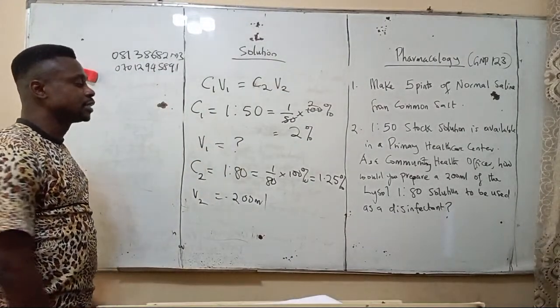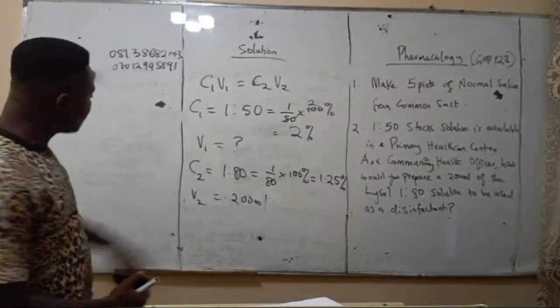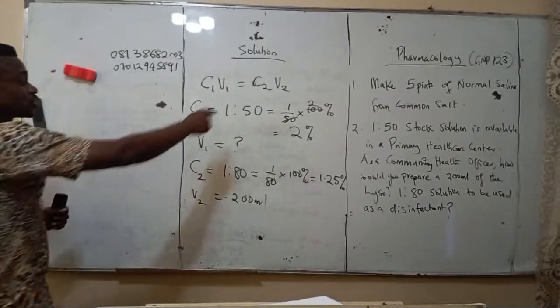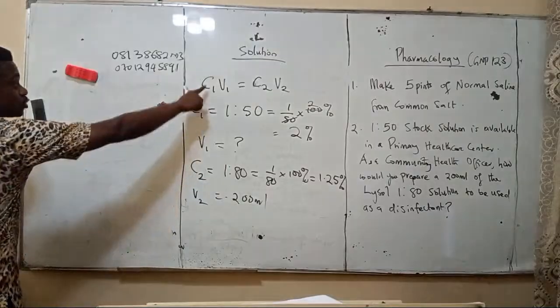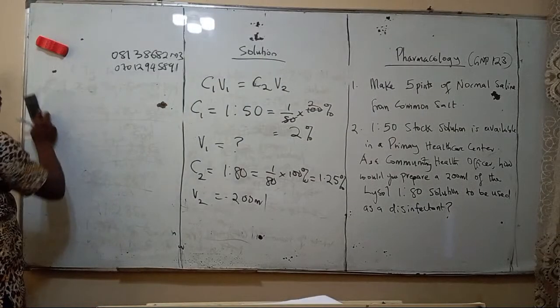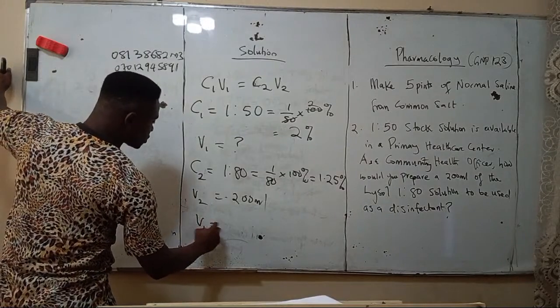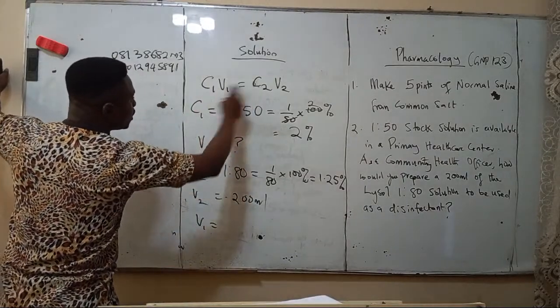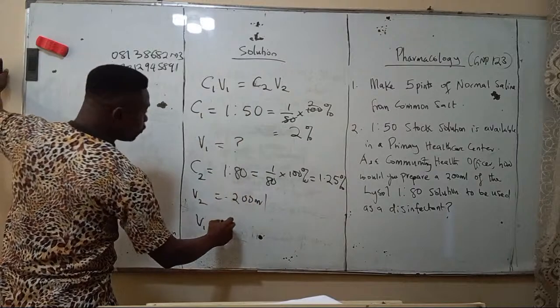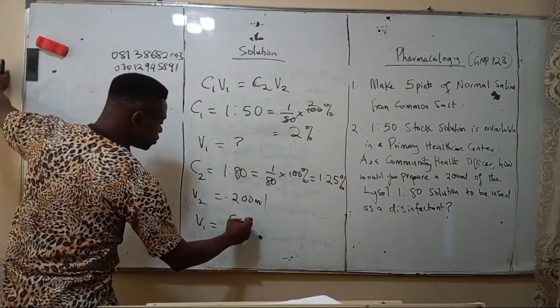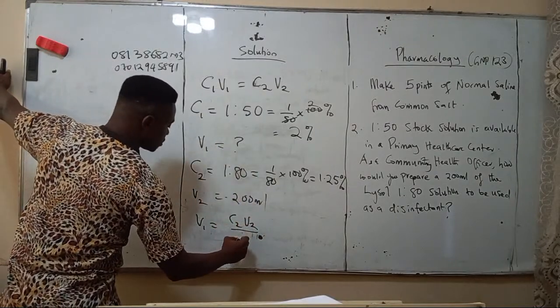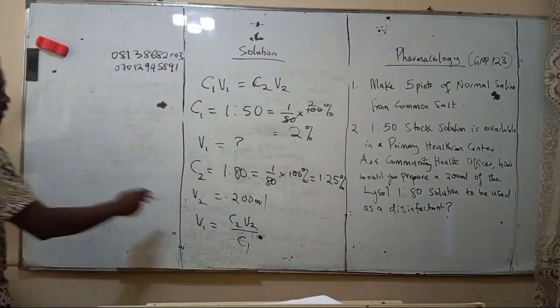It's 200 ml. So let's find this volume, the volume of the stock solution you would take. Let's go back to the formula. From the formula, V1 is what? You divide both sides by C1. V1 is C2 V2 over C1. That's what V1 is.